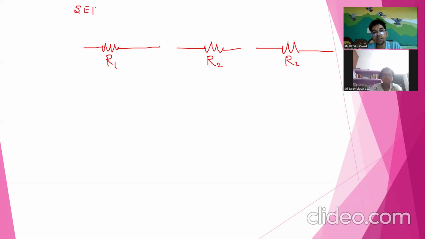Series means, for example, one load, there is one more load, one more resistor. This is having resistors R1, R2, and R3, connected end to end. Series combination means end to end connection. Like this. Clear? Yes, sir.